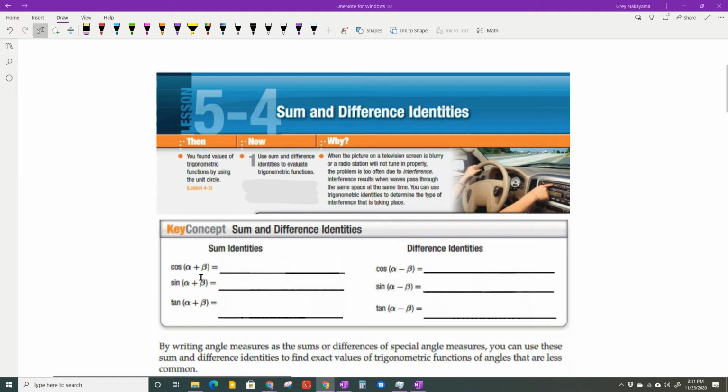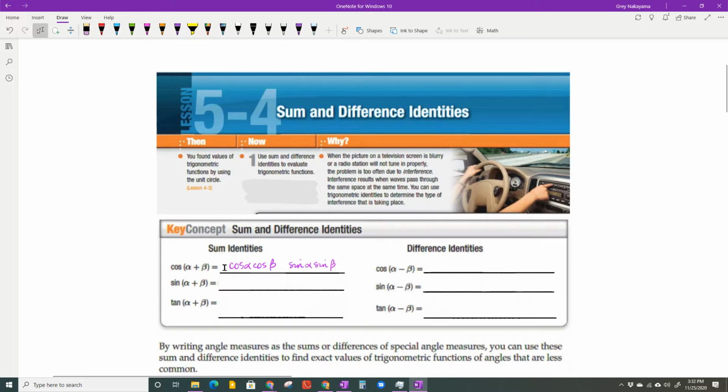So first off, we have the cosine sum. It says cosine alpha plus beta. Greek letters are often used to represent angles in math because we run out of letters in the English alphabet. Anyway, the identity says that the cosine of alpha plus beta is equal to the cosine alpha cosine beta and the sine alpha sine beta.